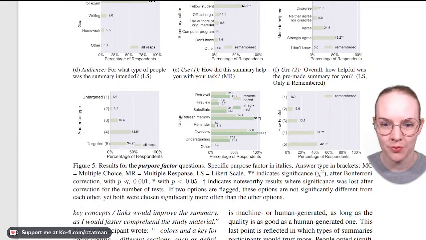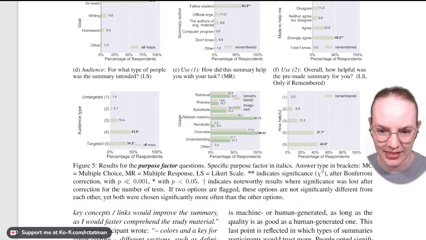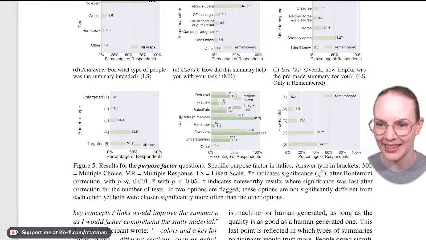For what type of people was the summary intended? Untargeted to targeted. I don't know what that question is asking. How did the summary help you with your task?